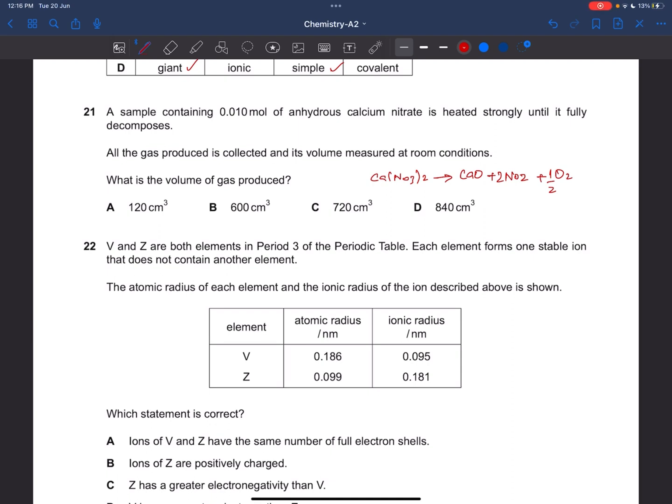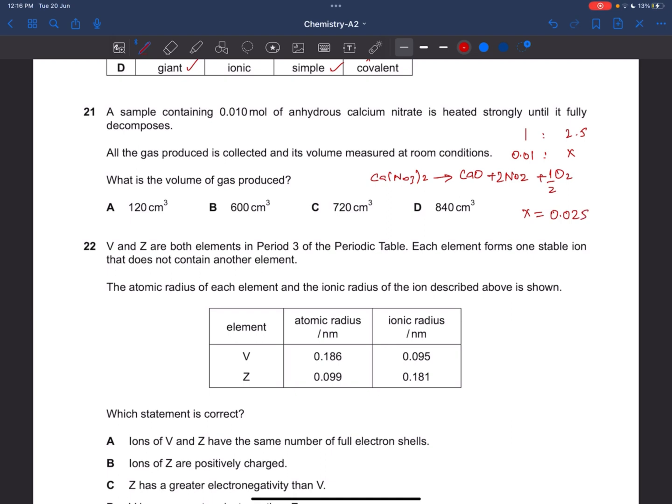Okay, so basically they're asking for the volume of gas produced. Now if you guys notice carefully, the gas is not only the O2 here, it's NO2 as well, right? Both of them are gases, having a total of 2.5 moles. So if 1 mole of calcium nitrate equals 2.5 moles, then how much is 0.01 moles equal to? We have to find x.